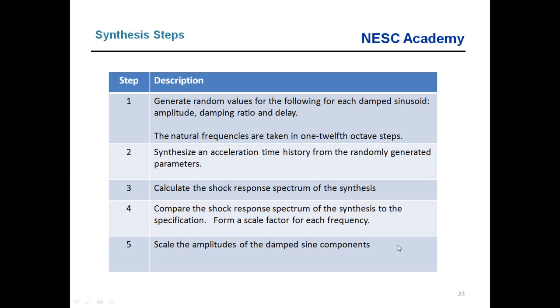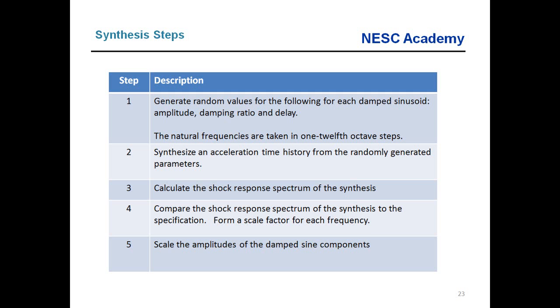Before I show the results, here are the all-important steps. We're going to generate random values for the following for each damped sinusoid: the amplitude, damping ratio, and delay. Those are the three parameters needed to define a damped sinusoid. And we're going to take the natural frequencies in 1/12 octave steps. So we're going to do this for a family of natural frequencies in step 1, and then we're going to synthesize an acceleration time history for the composite.